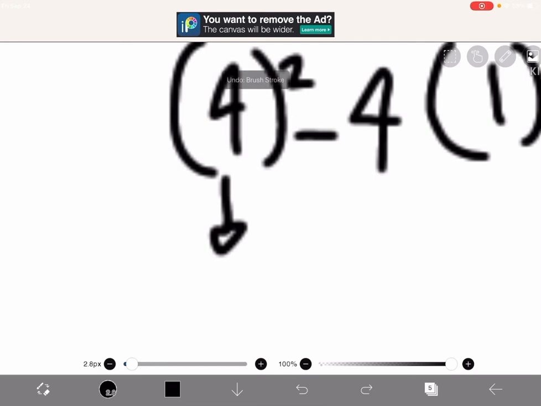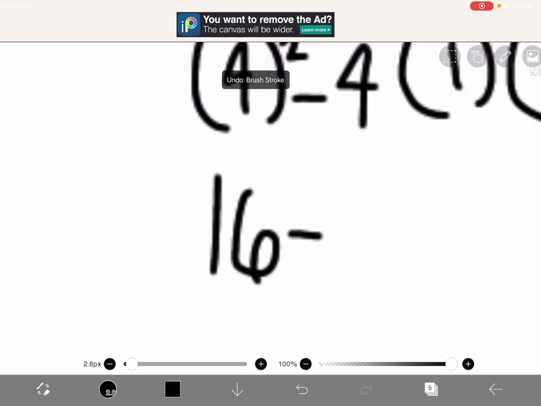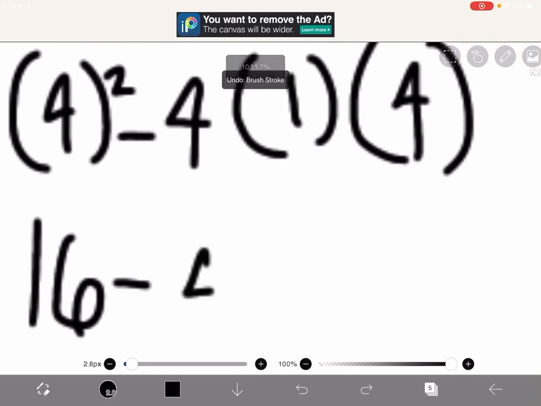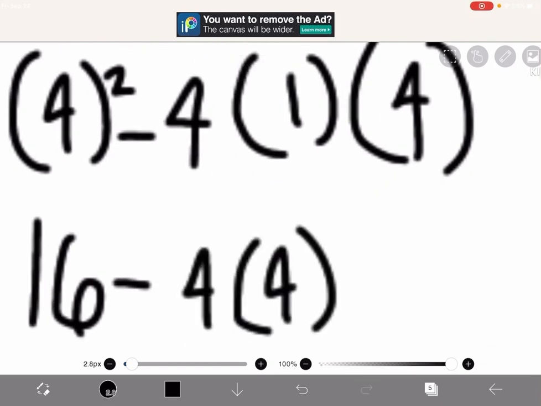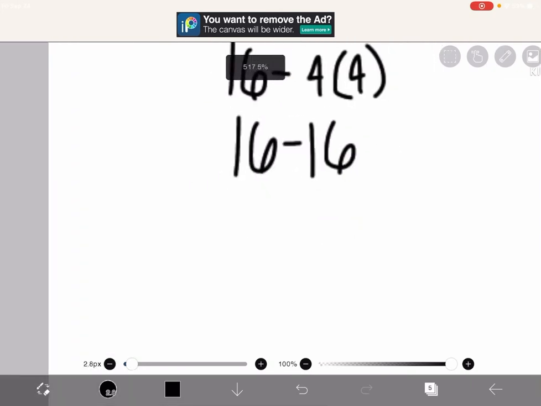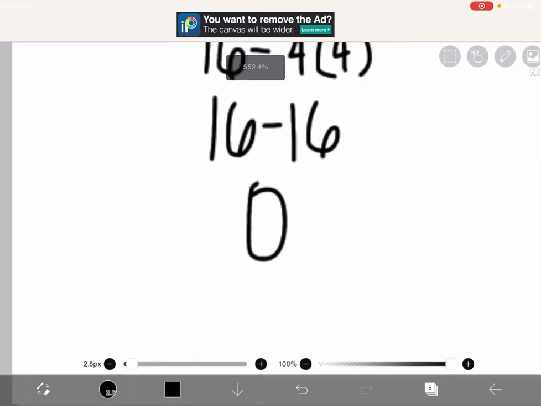So 4 times 4 is 16. 4 times 1 is 4. And negative 4 times 4 is 16. 16 minus 16 is 0. And this is our discriminant.